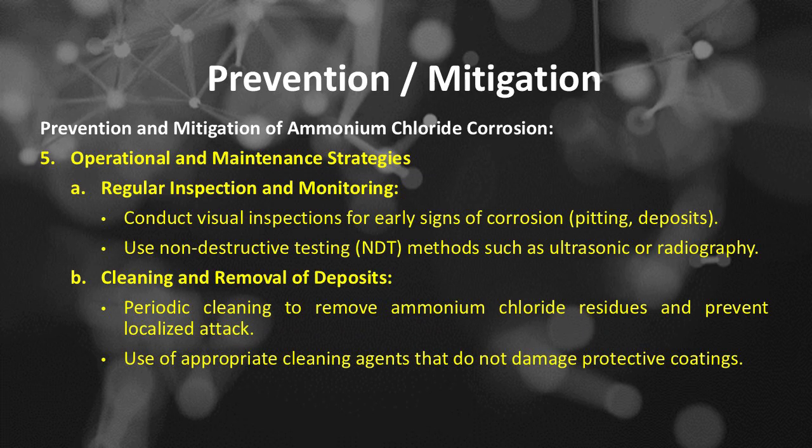Prevention and mitigation of ammonium chloride corrosion. Number 5 is operational and maintenance strategies. A is regular inspection and monitoring. Conduct visual inspections for early signs of corrosion, pitting, and deposits. Use non-destructive testing, NDT, methods such as ultrasonic or radiography. B is cleaning and removal of deposits: periodic cleaning to remove ammonium chloride residues and prevent localized attack, using appropriate cleaning agents that do not damage protective coatings.